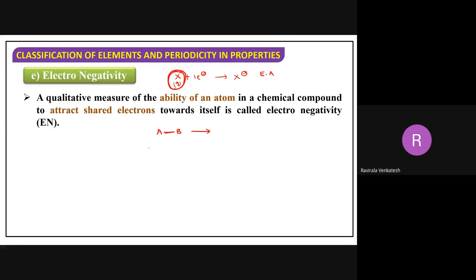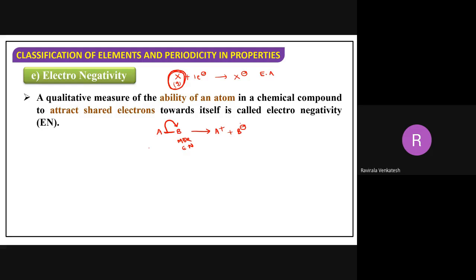Now, for example, just imagine B has more efficiency to take the electron, the tendency to attract electrons. B has more electronegativity. What happens here? The bonding electrons are taken by whom? B. The bonding electrons are taken by B like this. So what are we going to get here? A plus and B minus.